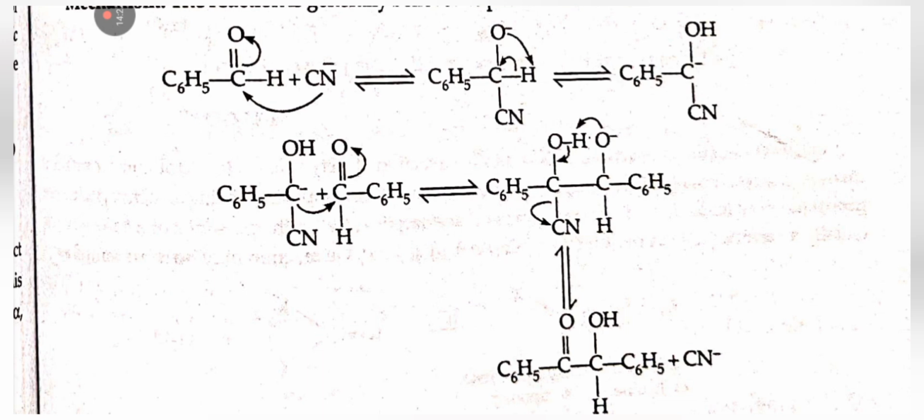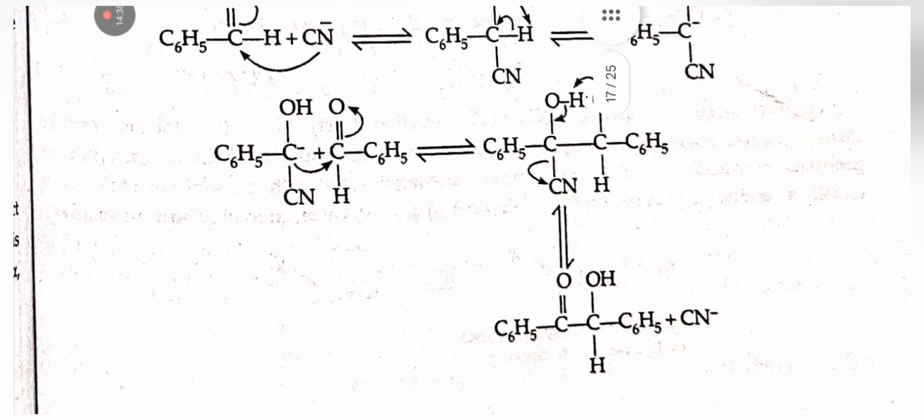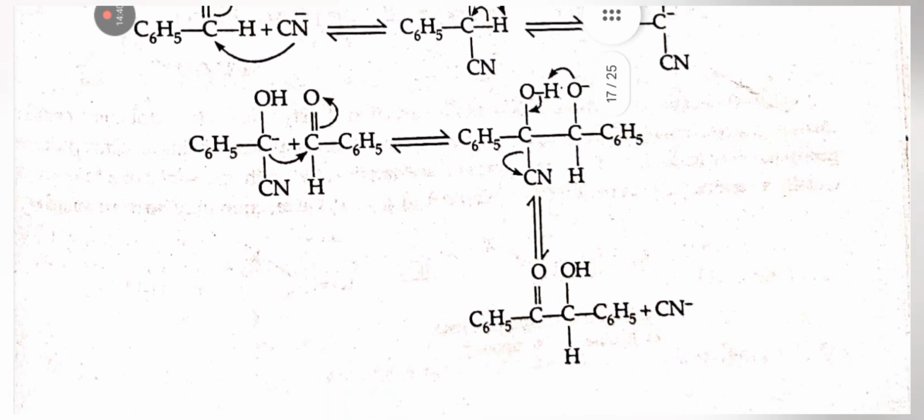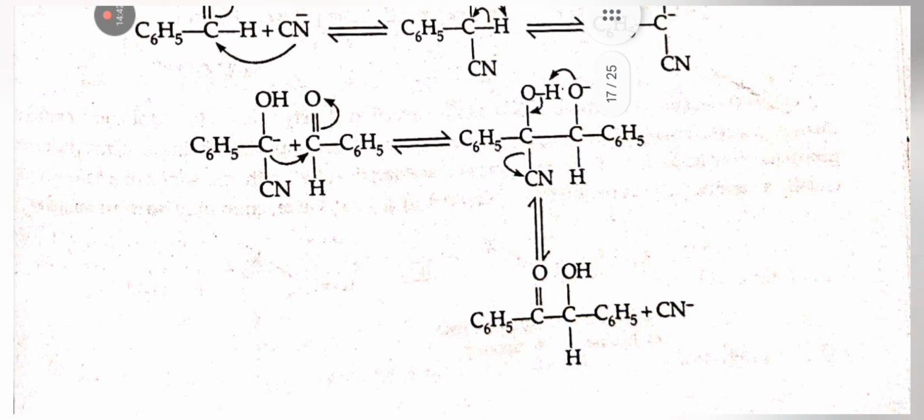The carbanion on reaction with C6H5 C double bond O H will give C6H5 C OH CN, with another carbon having O negative, C6H5 and H, which on further reaction gives CN negative and C6H5 C double bond O C OH C6H5.